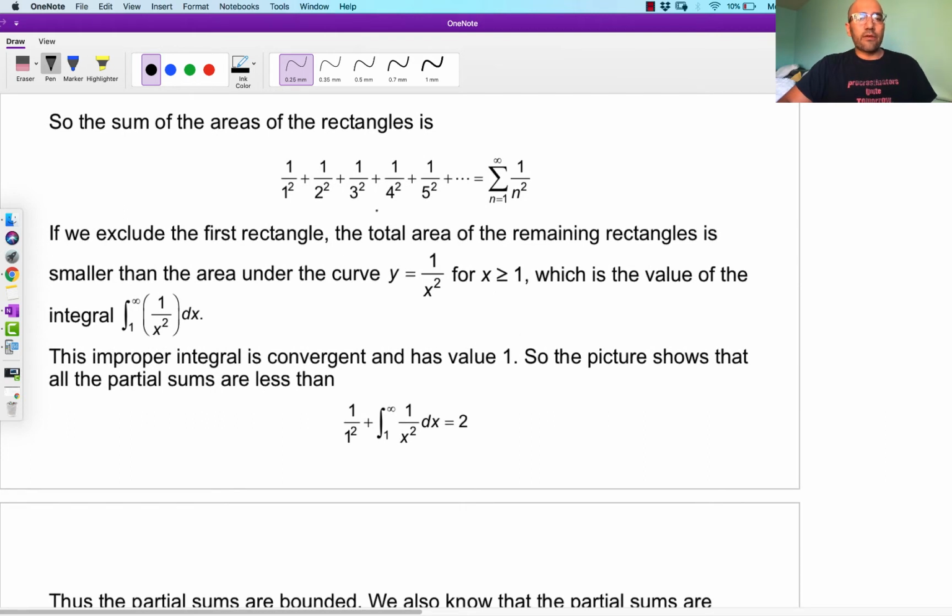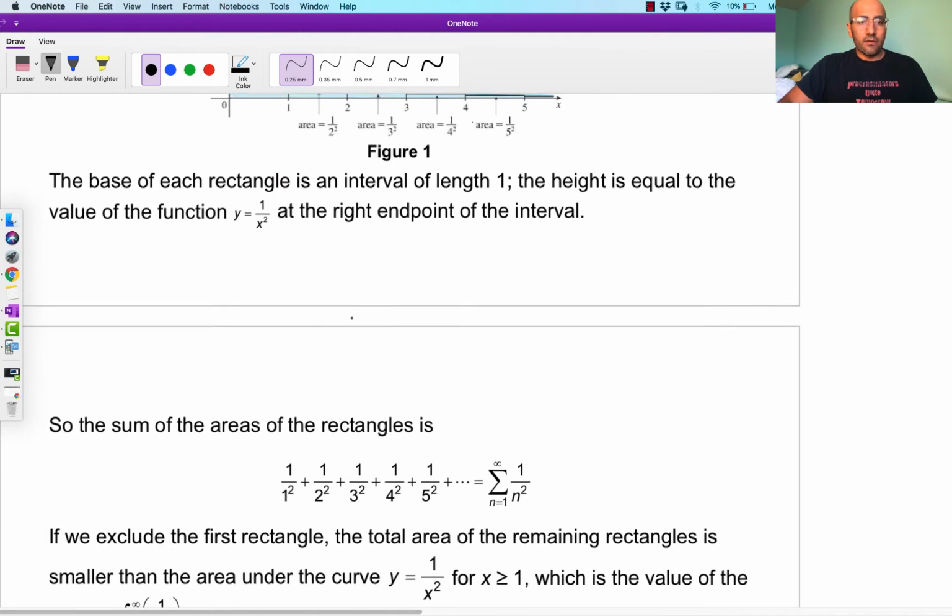So the sum of the areas of the rectangles, this, which equals this, right? So this is area 1, rectangle 1, area 2, area 3, and so on and so forth. That infinite sum is equal to what we're interested in, the sum of the series. If we exclude the first rectangle, the total area of the remaining rectangles is smaller than the area under the curve y equals 1 over x squared, for x greater than or equal to 1, which is the value of this integral, right?